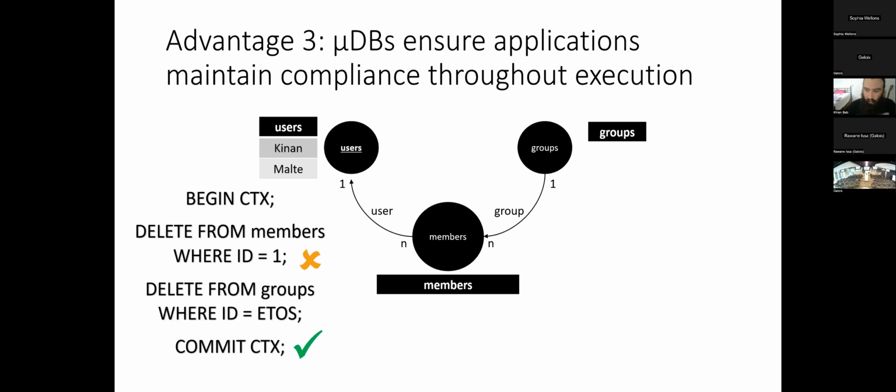Now, of course, if this transaction was mistaken, if there was a bug there, and the second delete wasn't part of the transaction, then K9db would have refused to commit the transaction.